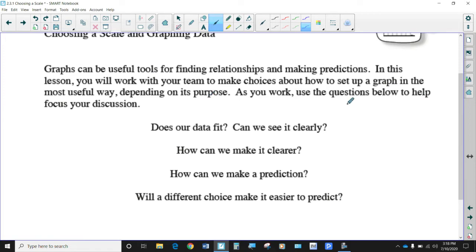As you work, use the questions below to help focus your thoughts. Does our data fit, and can we see it clearly? Can we make it clearer? How can we make a prediction, and will a different choice make it easier to predict?